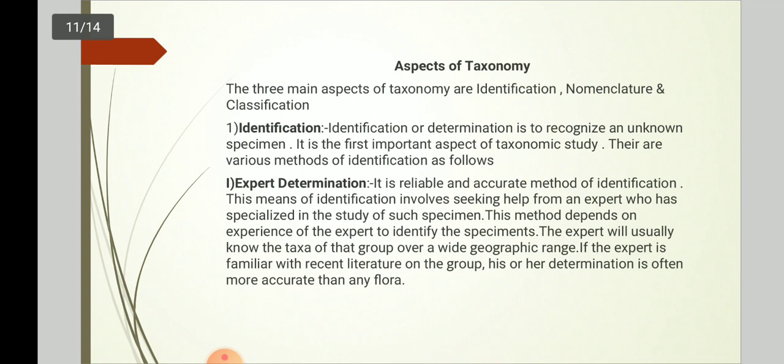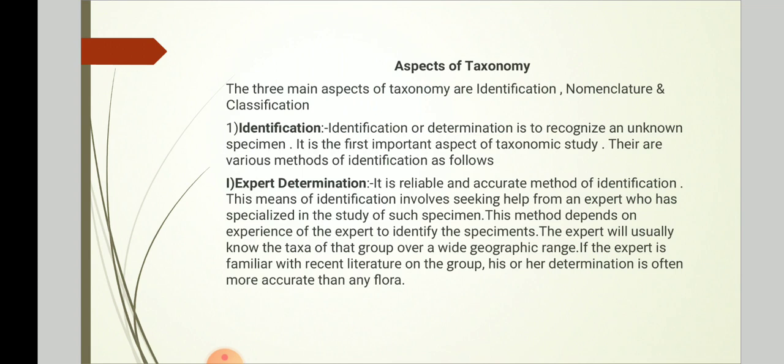Aspects of taxonomy. The three main aspects of taxonomy are identification, nomenclature, and classification. So the first one we will see in detail: identification. Identification is defined as determination, or we can say identification or determination is to recognize an unknown specimen. It is the first important aspect of taxonomy. There are various methods of identification. The identification can be done as follows.